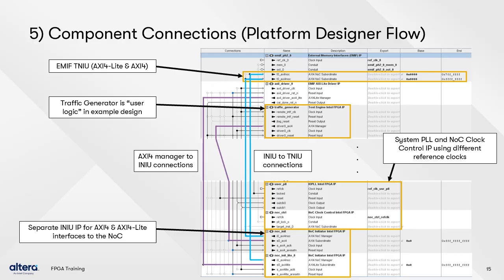The next step is to make connections between the HPS dedicated EMIF. First, the IO96 bank closest to the HPS must be used.